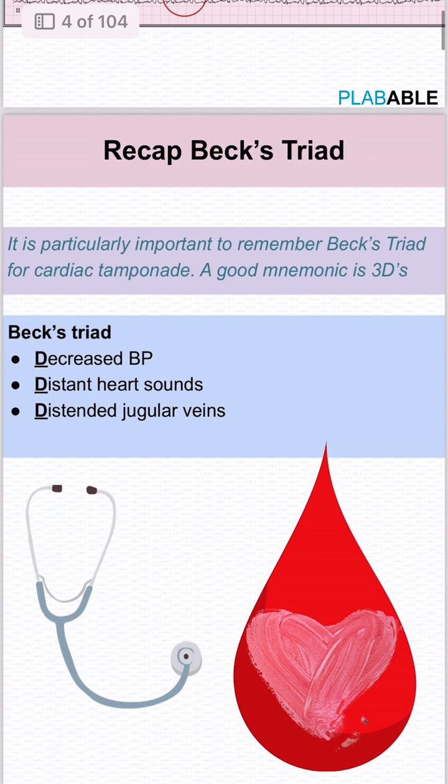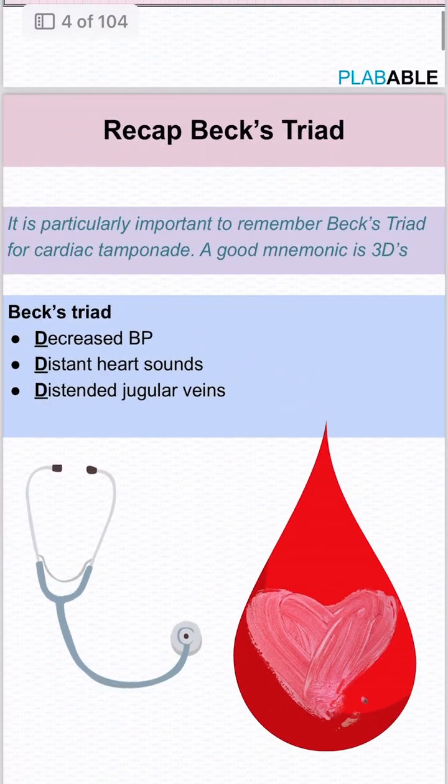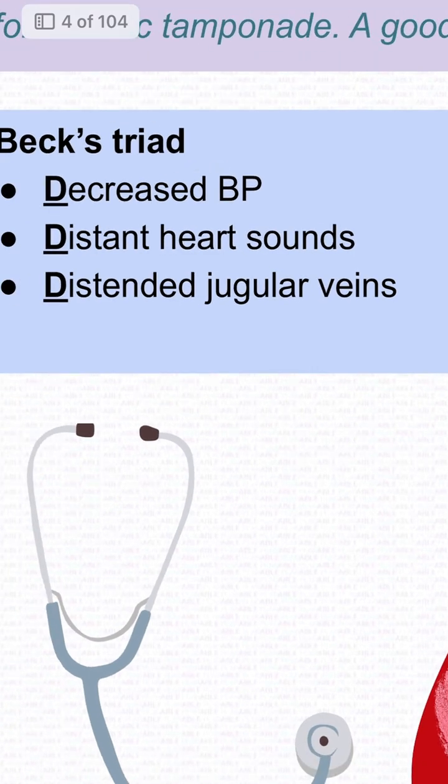So let's recap Beck's triad. It is particularly important to remember Beck's triad for cardiac tamponade. A good mnemonic is 3Ds: D for decreased BP, D for distant heart sounds, and D for distended jugular vein. So there will be hypotension, raised JVP, and muffled heart sounds.